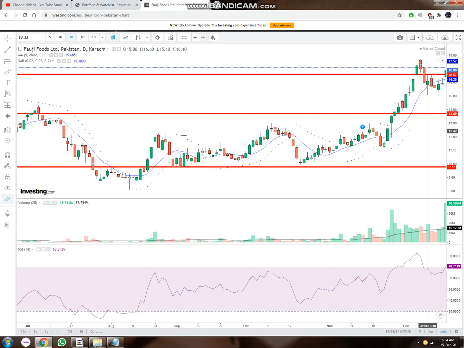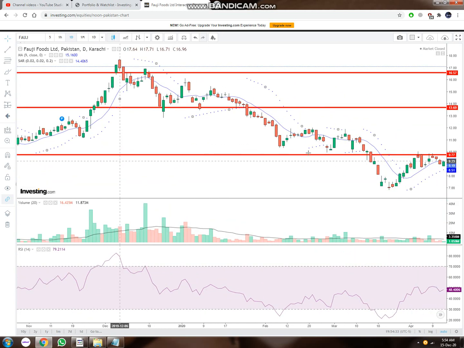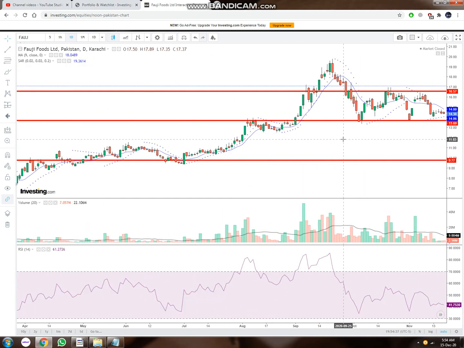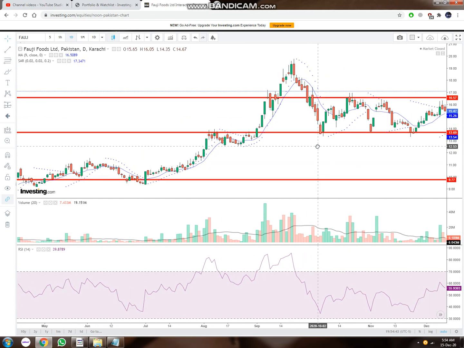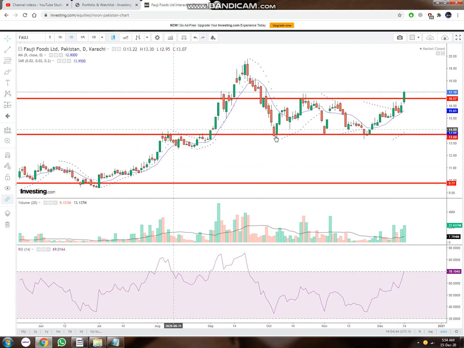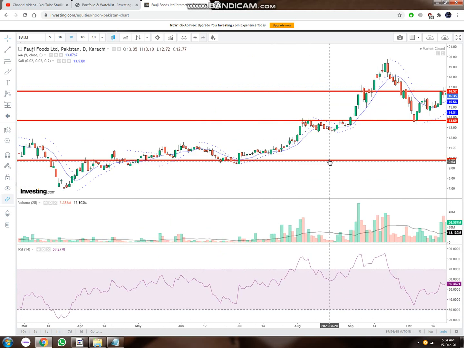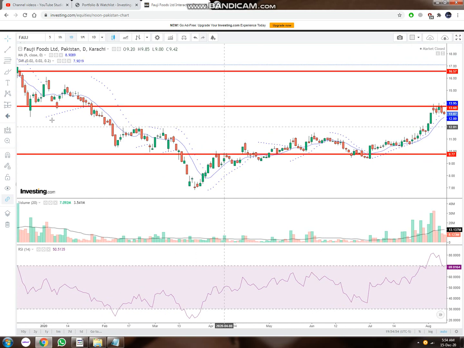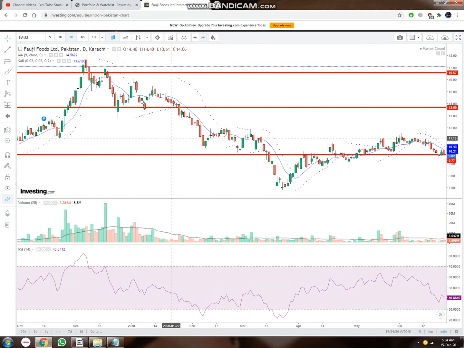Now how to draw the support and resistance lines? You will have to know the highs and the lows. Let me show you. Now this is a high, you can see. Now these are the lows. So this is a great resistance level, and again it acted as a resistance level. Now you can see here, this is a resistance level, but over here it was a support level for most of the part.